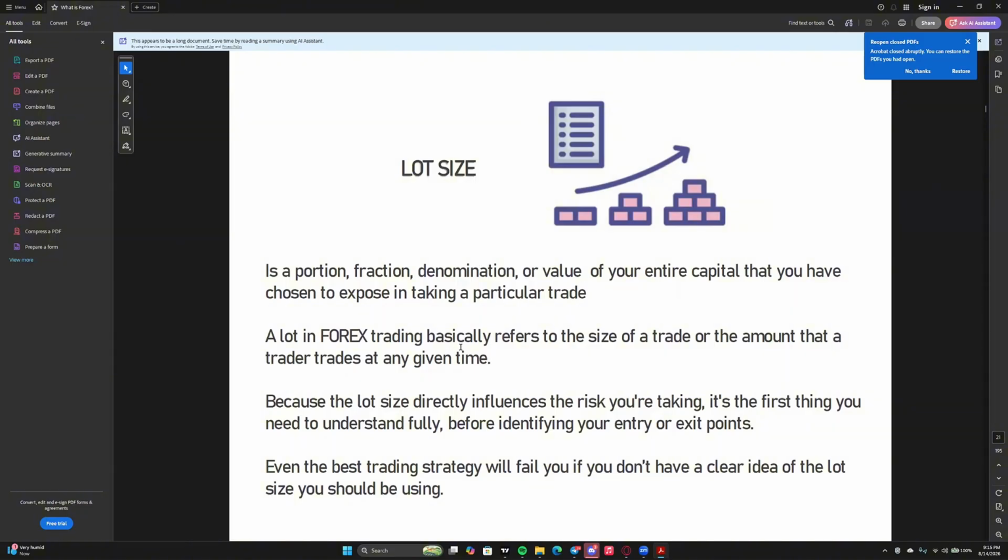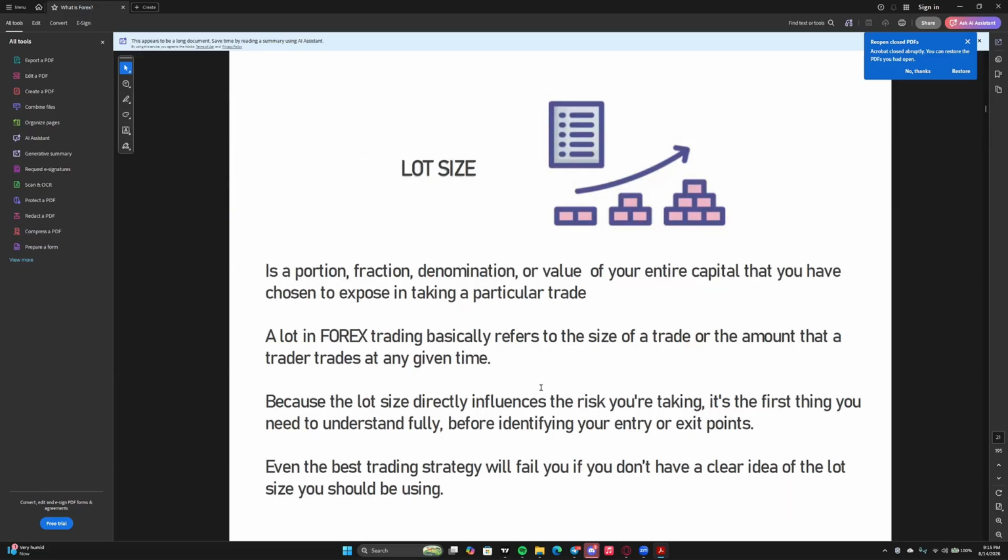A lot in forex trading basically refers to the size of a trade, or the amount that a trader trades at any given time, because the lot size directly influences the risk you are taking. It is the first thing you need to fully understand before identifying your entry or exit point. Even the best trading strategy will fail you if you don't have a clear idea of the lot size you should be using. Yes, the lot size is an important aspect of trading that you need to be sure of, which I'm going to explain now. That's the reason for this class.